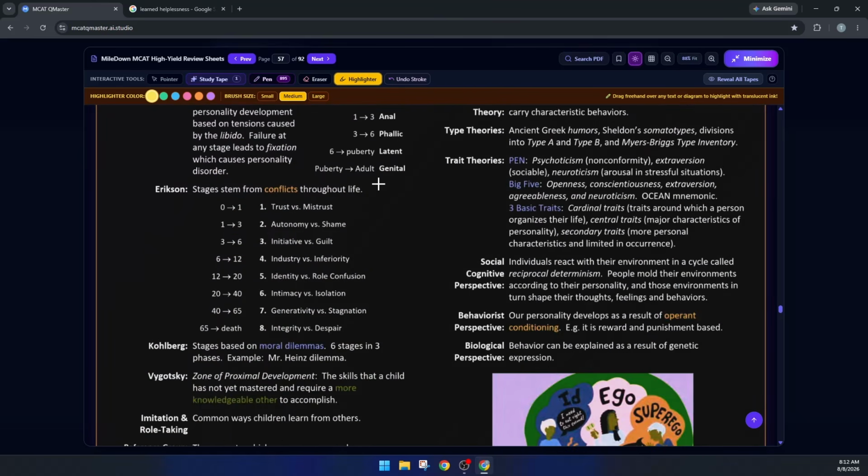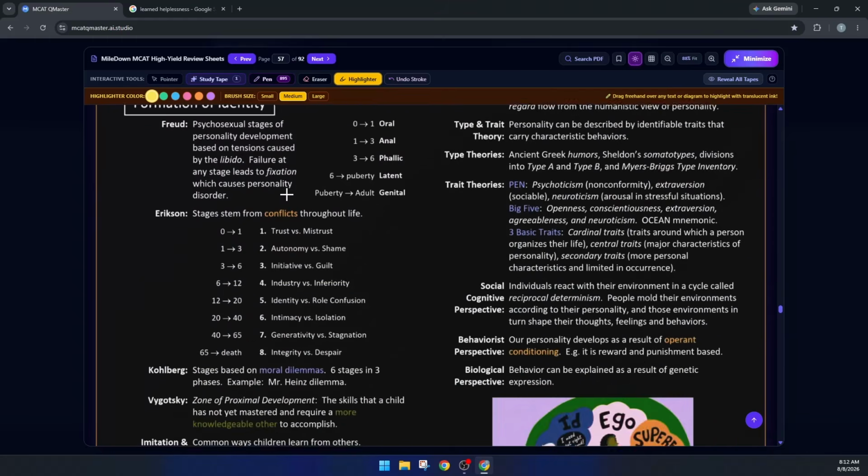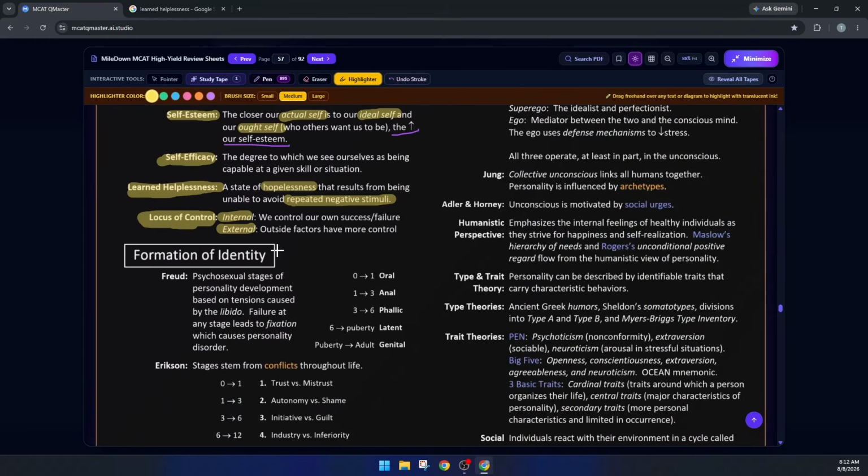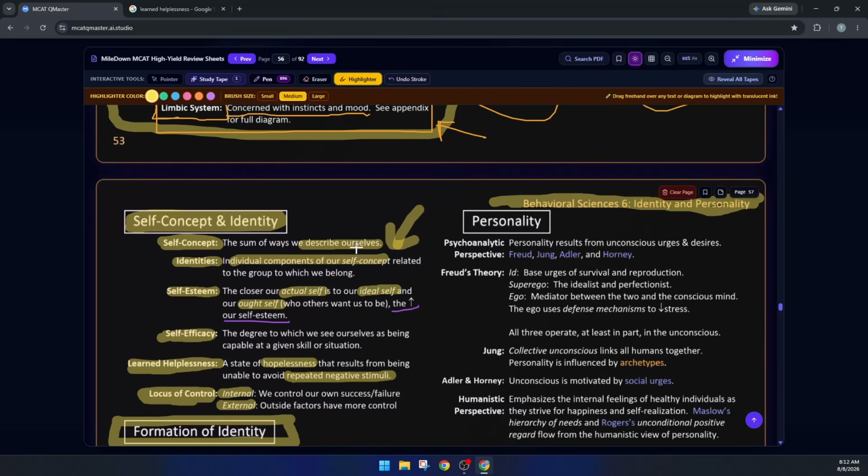Then it's probably better to go on to formation of identity. These are really high yield. This is very important to memorize. The theories in this one, yeah, okay, they are.